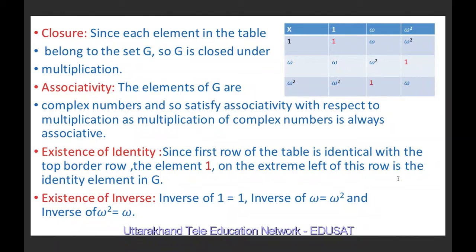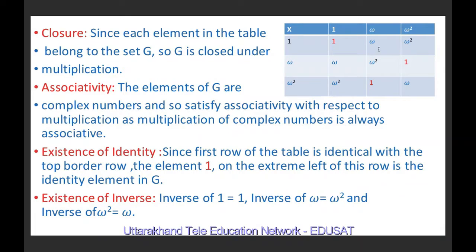To construct a composition table, in the top border row, we will write 1, omega and omega square. And in the left border row, we will write 1, omega and omega square. In the extreme left corner, we will write multiplication. To write the elements of the first row, we will multiply the elements of the top border row by 1, which is the element in the left border row in the first row. So 1 into 1 is 1, 1 into omega is omega, 1 into omega square is omega square.